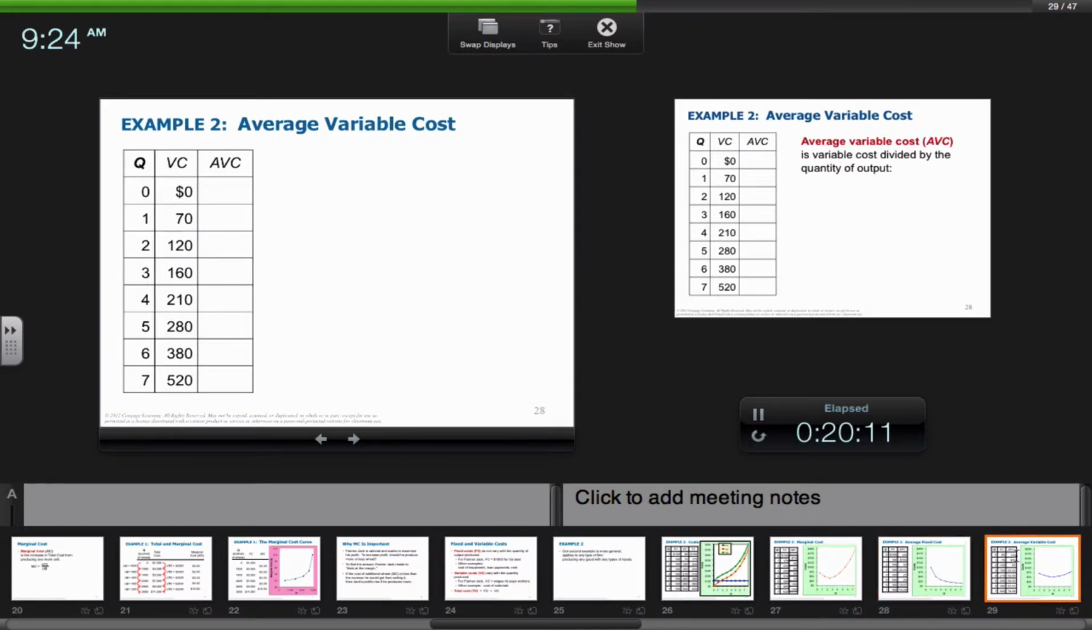Like your average variable cost. It's simple math, but there are so many different things you can confuse them. But they're all logical. You can figure out how to calculate average variable cost. It's going to be your variable cost over quantity.